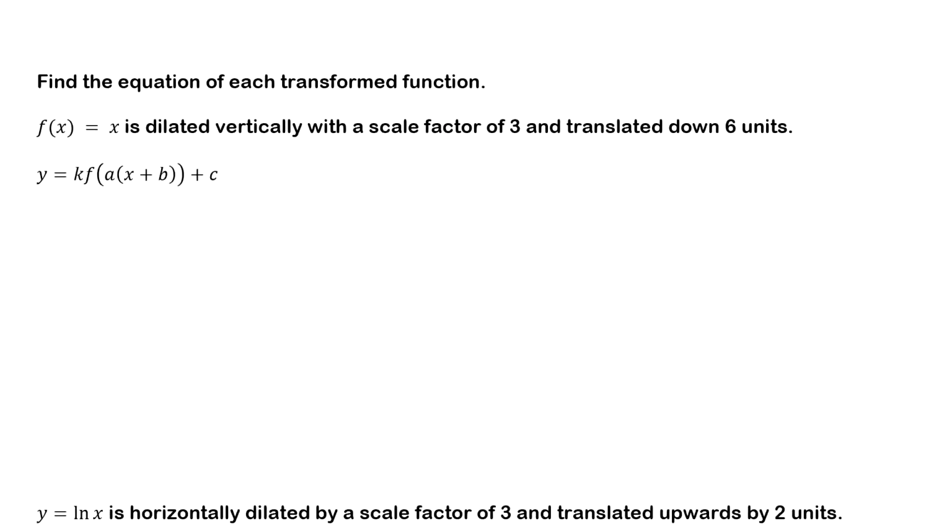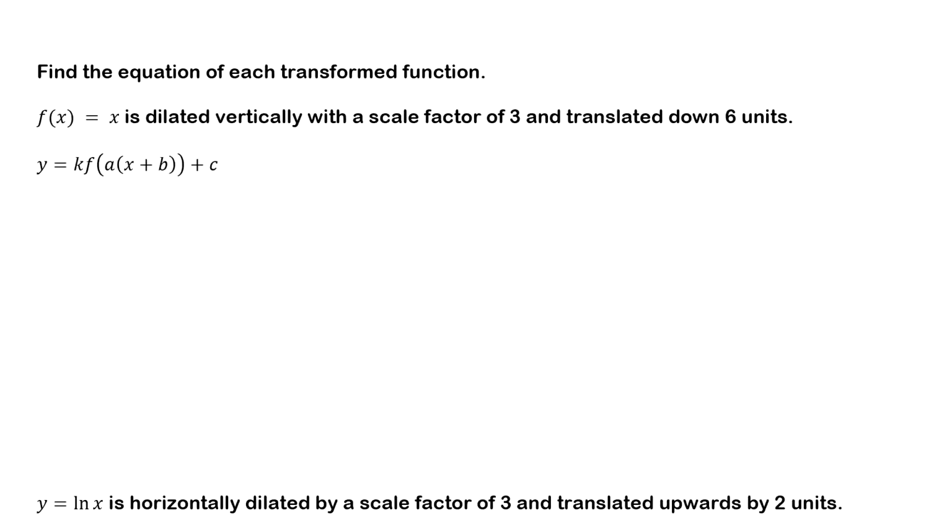Find the equation of each transformed function where we have f(x) equals x and it's dilated vertically with a scale factor of 3 and translated down 6 units. So it's a good idea here to list what information we know. We know it's dilated vertically with a scale factor of 3, so k equals 3. And we know it's translated down 6 units, that's a vertical translation, so c equals -6. Because there's nothing else occurring, we can start putting this into our equation. So y will equal 3x minus 6.